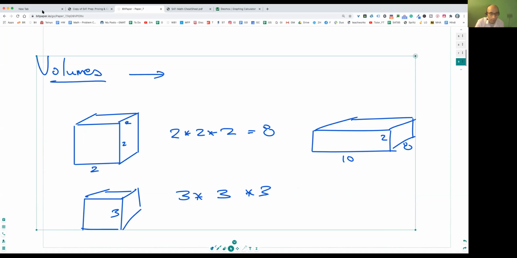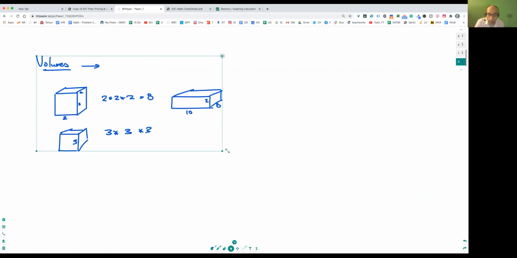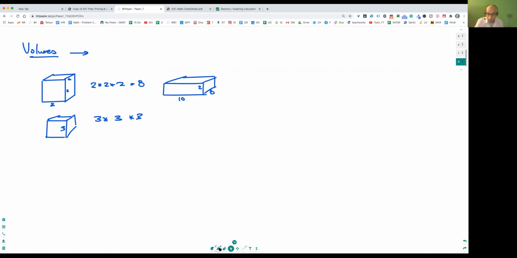Now the third one you need to memorize, and that's the only volume formula you need to memorize. That formula is that of a cylinder. I'm going to write this down. So imagine a Coke can. The bottom is over here, and the top is over here. So this is a cylinder.